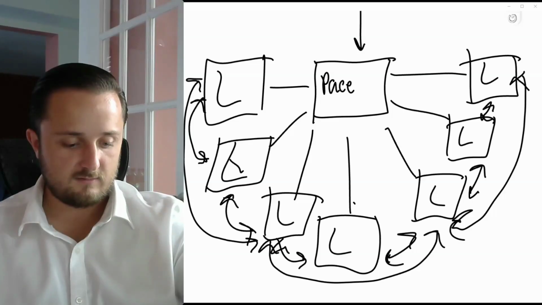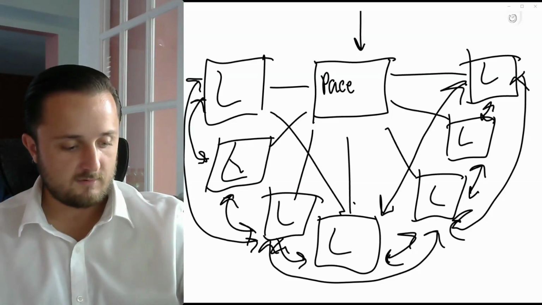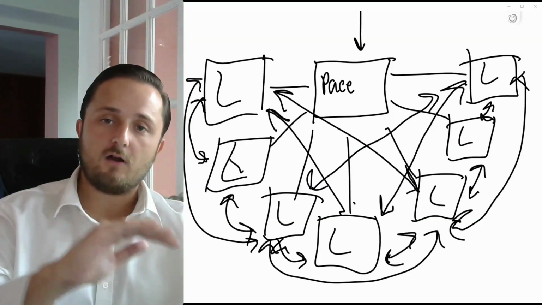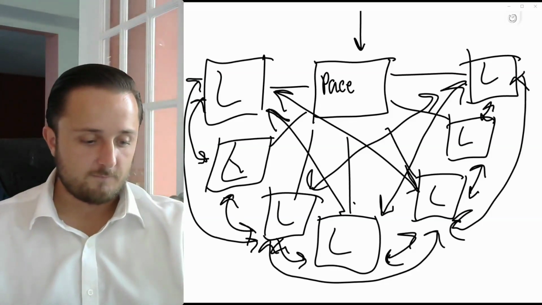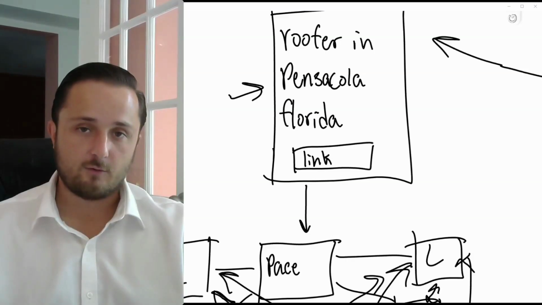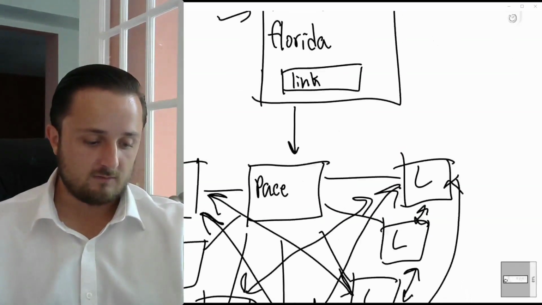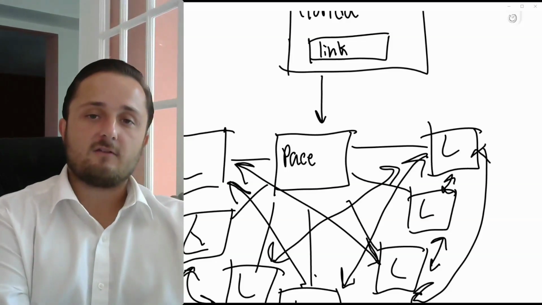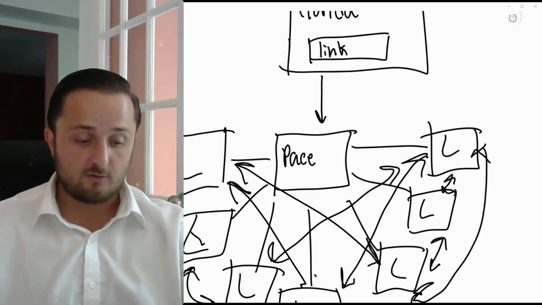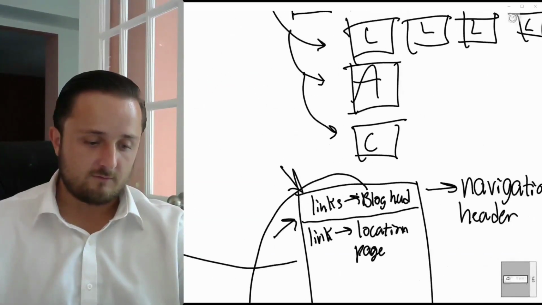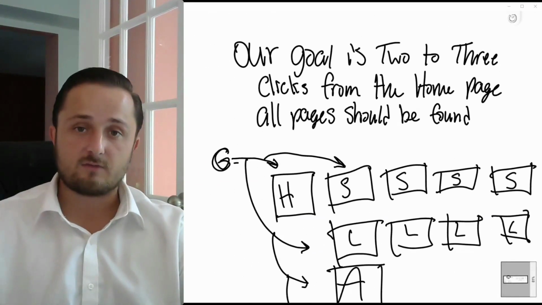And you can see this is going to get kind of messy in an example, but it's all going to make sense. So on these individual location pages, they're also linking to all of our other location pages. So at any time when Google comes by and crawls this roofer in Pensacola, Florida page, it crawls that one link we have to our Pace page, and then the Pace page has all of these other internal links to all of our other location pages. This is another way of achieving our goal of Google finding all of our pages within 2 to 3 clicks from the homepage.